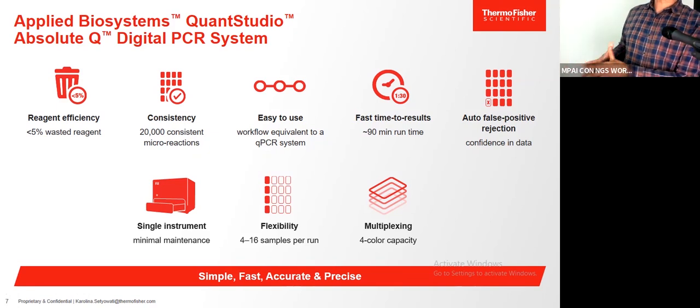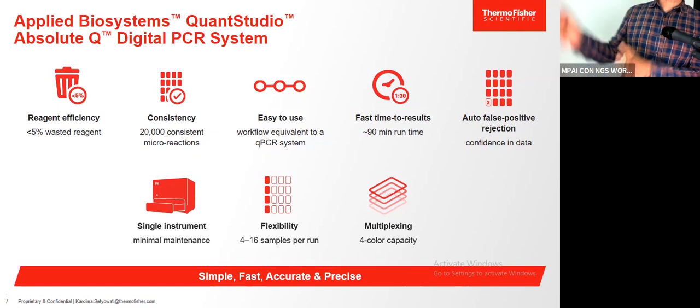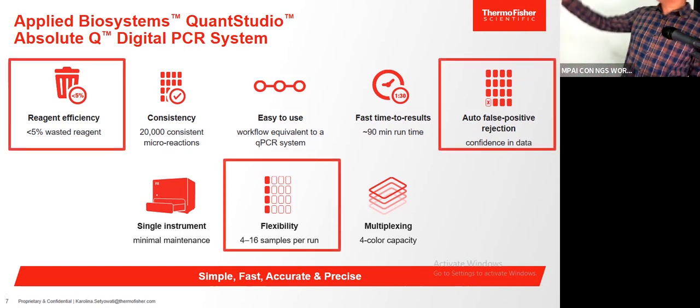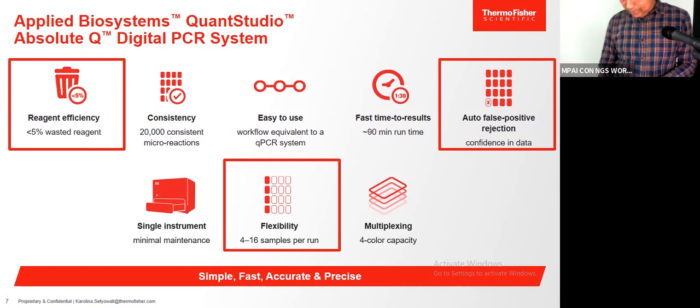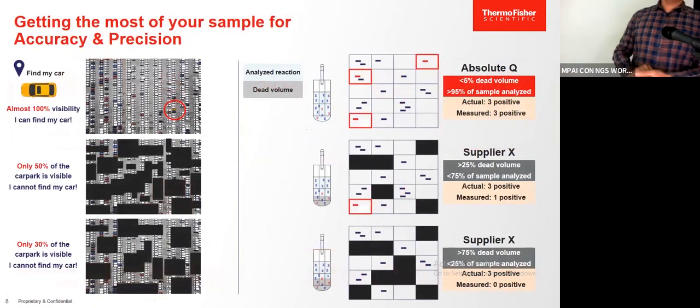And in terms of multiplexing, there are 4 optical channels available for multiplexing. And the 5th optical channel is the ROX dye, which is utilized for the QC criteria. Now, as I mentioned, I focus more on the dead volume, auto false positive rejection, as well as the flexibility. The picture on the left hand side, the first picture, what does it show me?